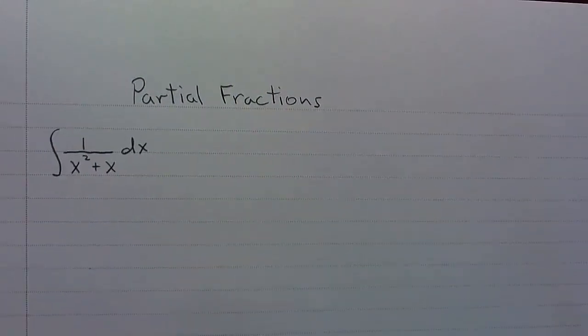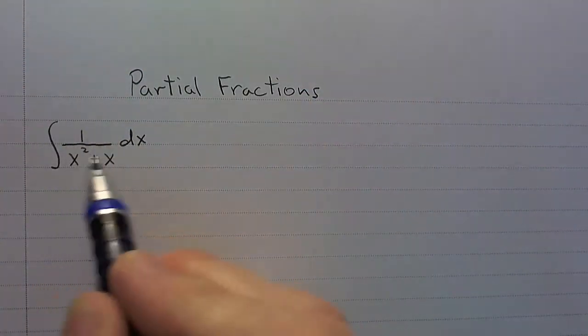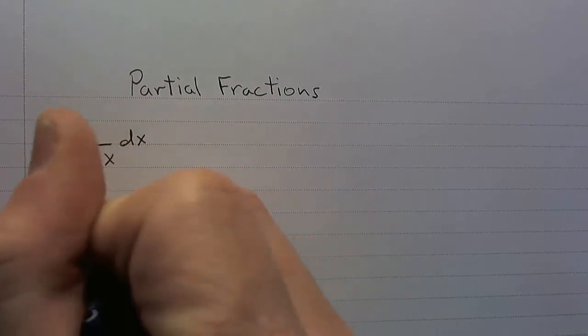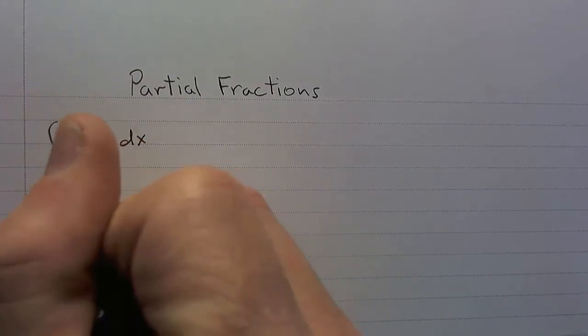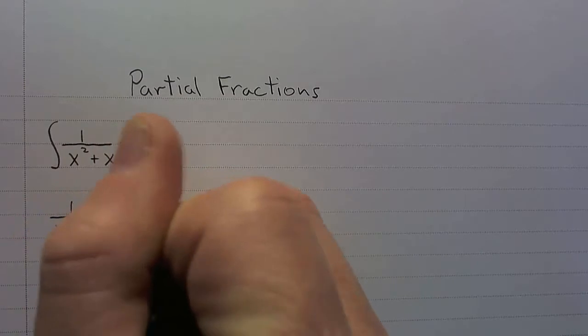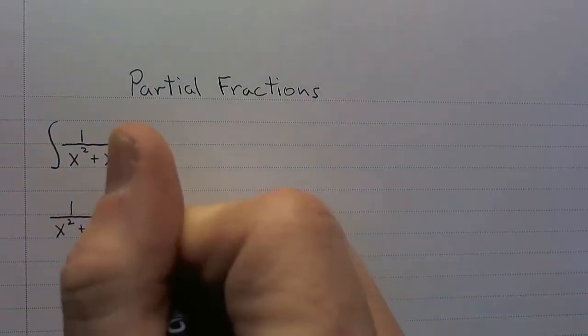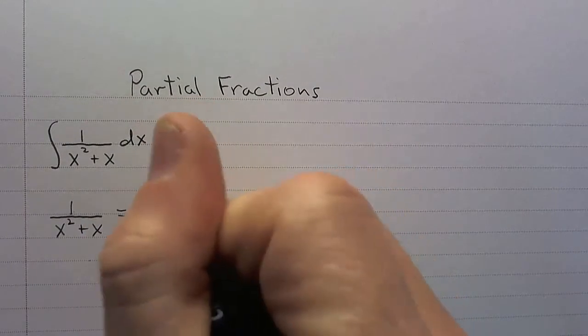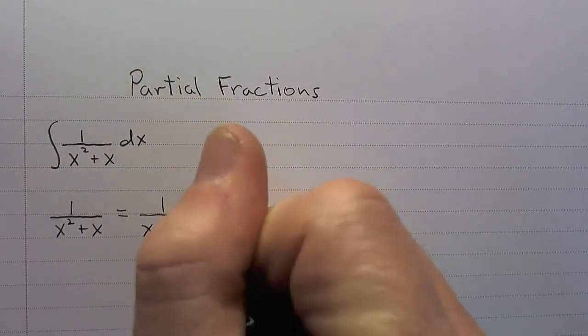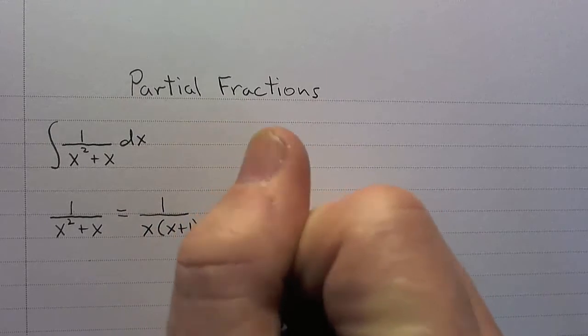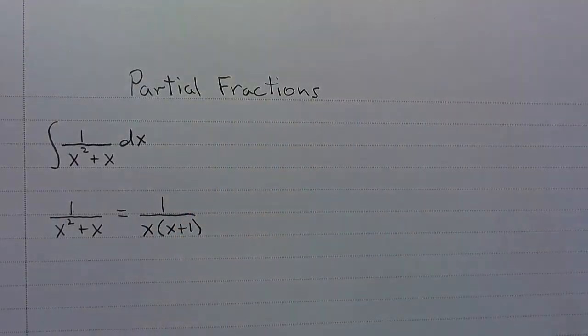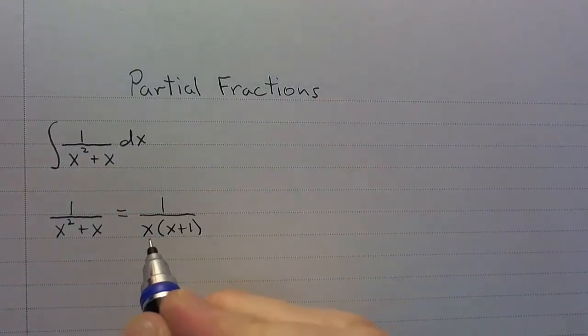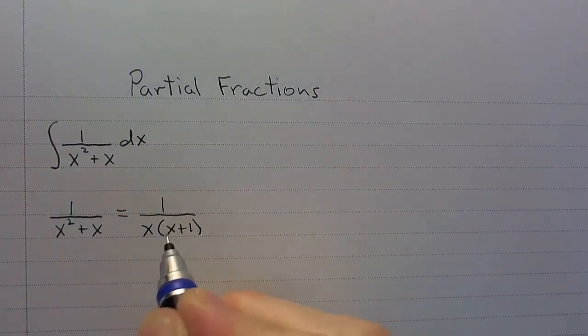Now, notice that I'm just going to take this integrand out and just look at it. I've got x squared plus x. Okay. Now notice that I can factor that as 1 over x times x plus 1. So we've got this fraction, and the denominator consists of a product of x and x plus 1.